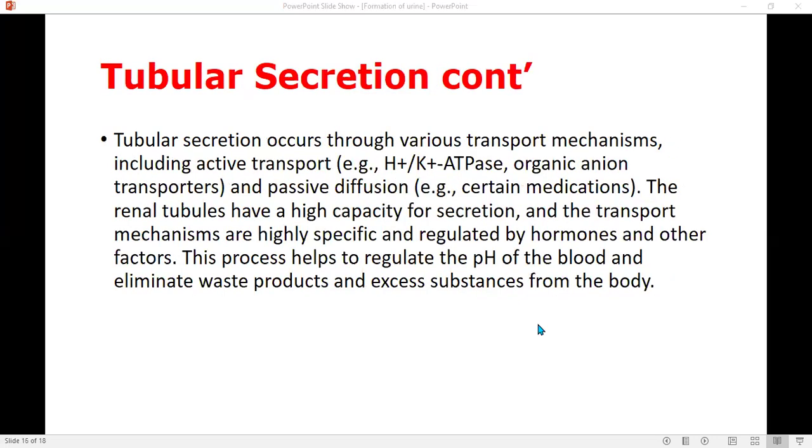So this is all about the mechanism. Tubular secretion occurs through various transport mechanisms. Know some transport mechanisms. Like here, there is potassium, there is hydrogen-potassium ATPase, there is passive diffusion of certain medication. The renal tubules have a high capacity for secretion, and the transport mechanisms are highly specific and regulated by hormones and other factors. This process helps to regulate the pH of blood and eliminate waste products. So just know what the process is all about. When they ask you the question, you can even lie, they will still give you 6 out of 10 marks because you have knowledge of what we're talking about. Are we together?